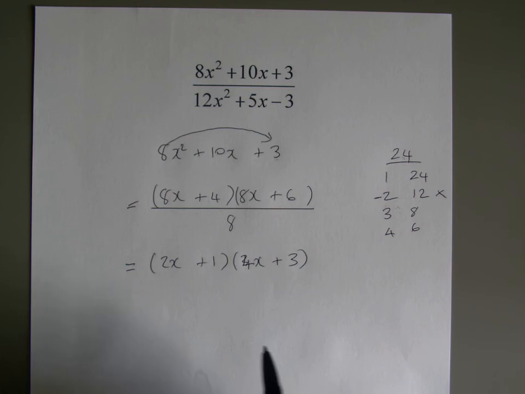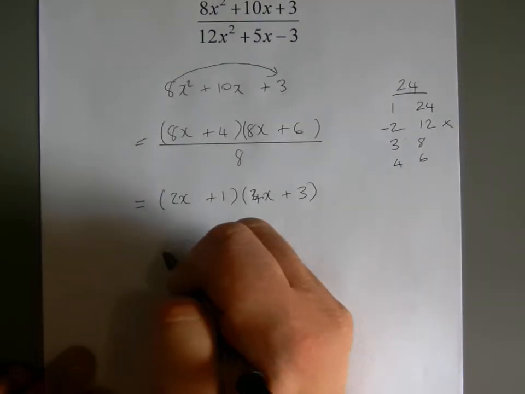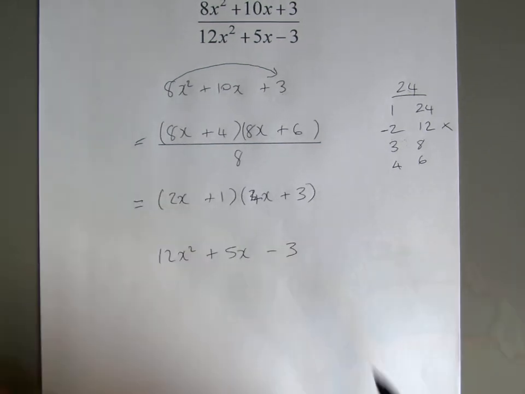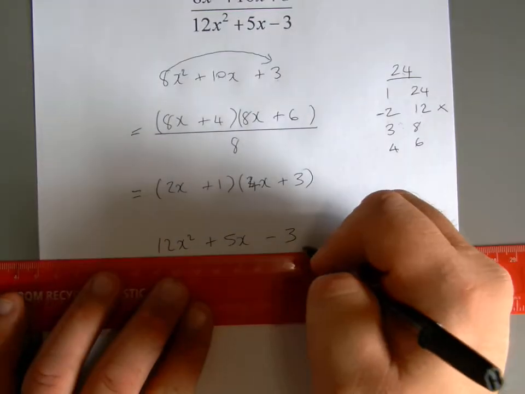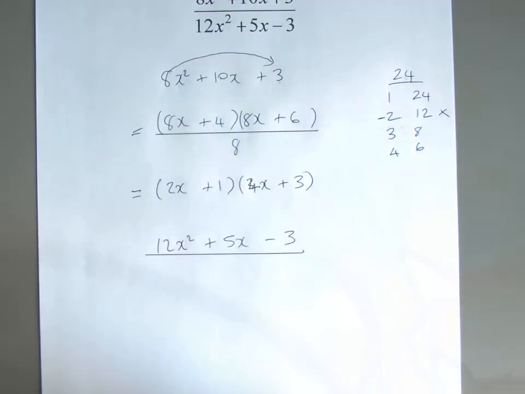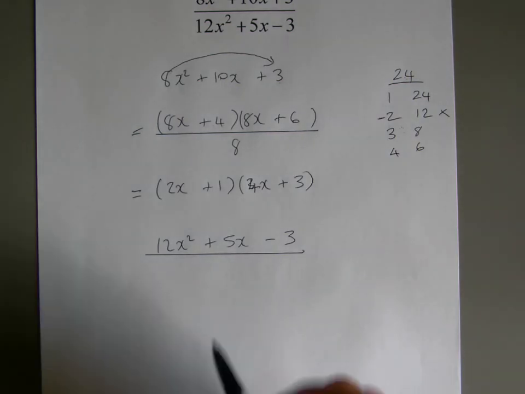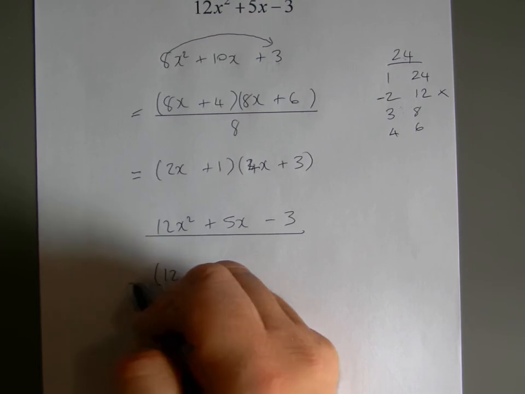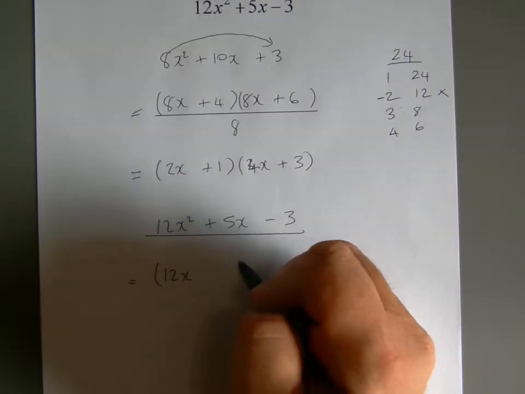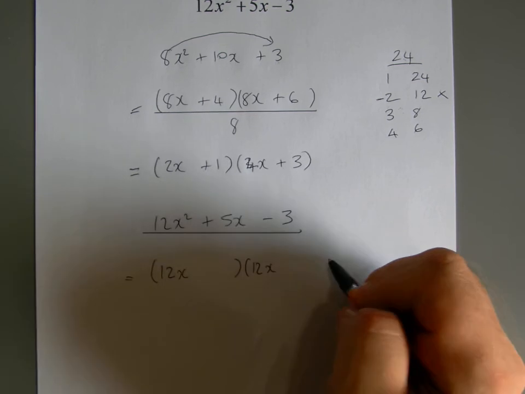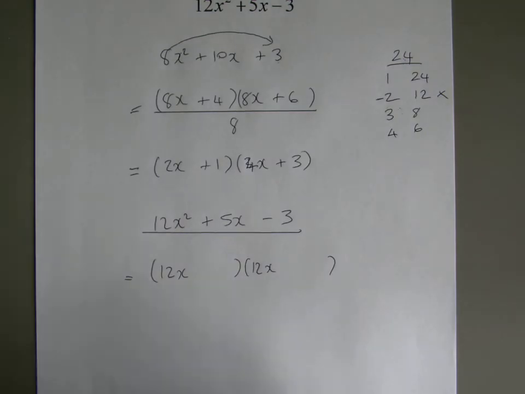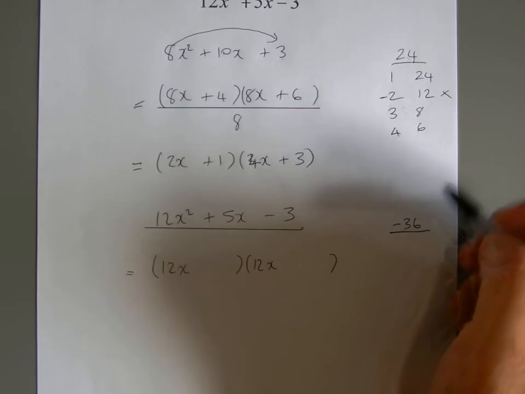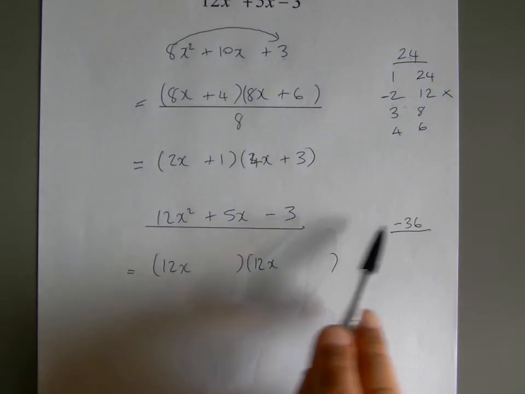Okay, we've got to do the second one: 12x squared plus 5x minus 3. Two brackets, 12x in both. And then we've got to get them to multiply. What are we going to multiply to be? Negative 36, because you've got 12 times minus 3, negative 36.